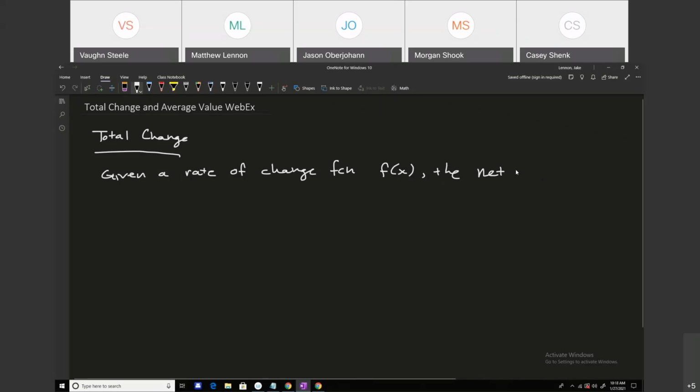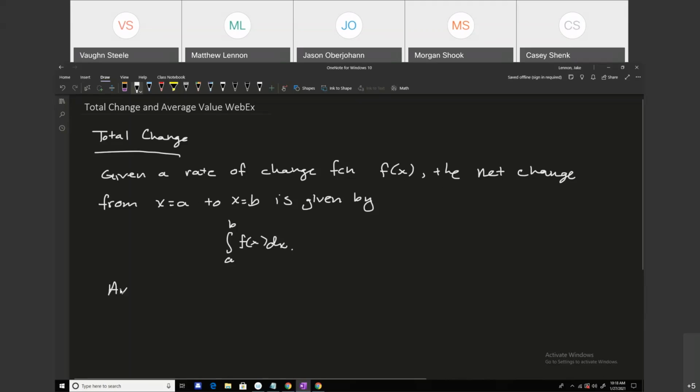The net change is just from x equals a or t equals a, whatever you're using, to b, is given by just the integral from a to b of f of x dx. So nothing new there.